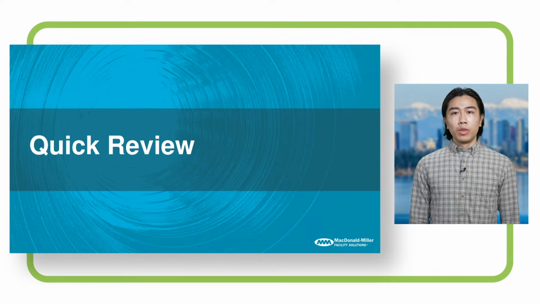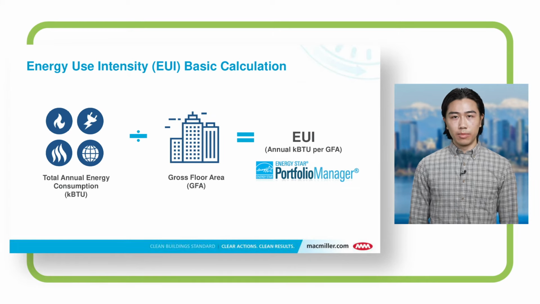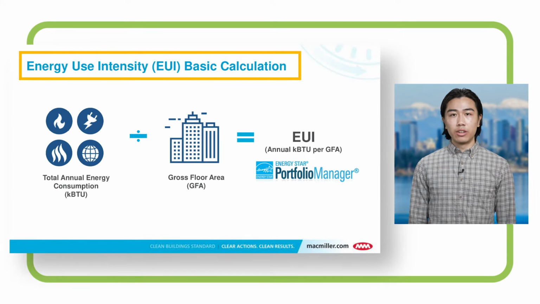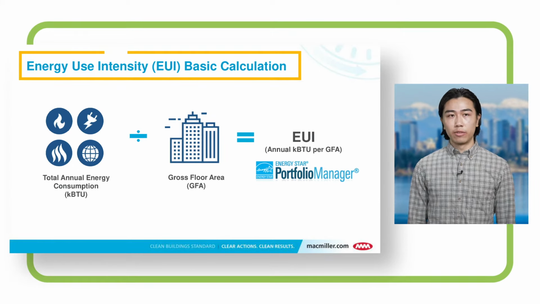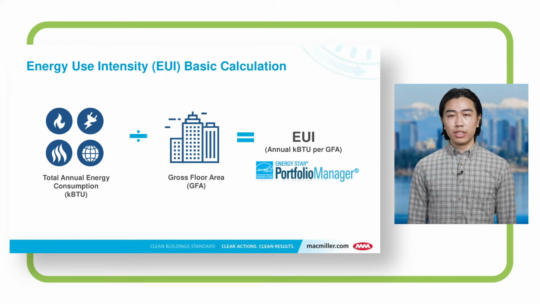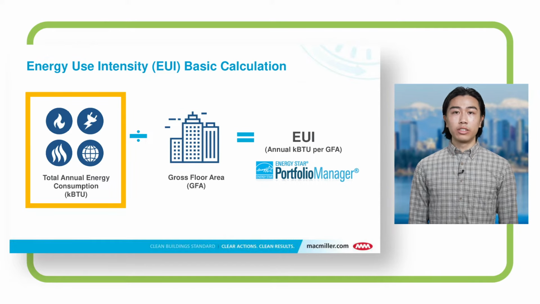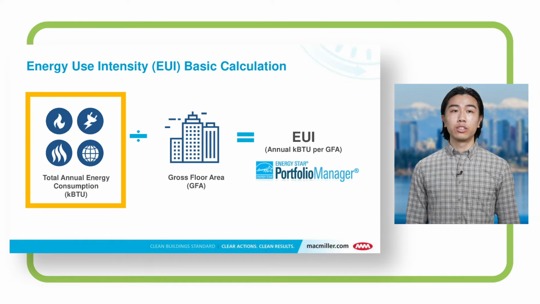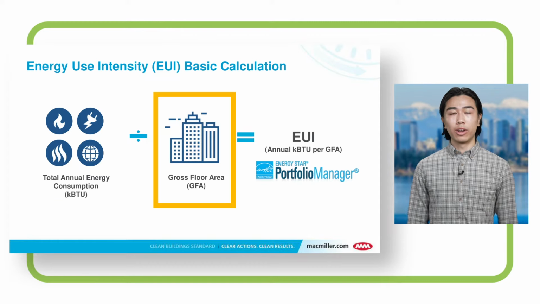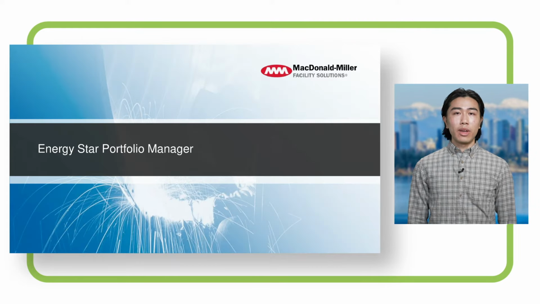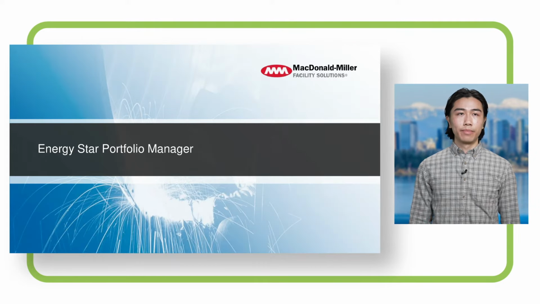Quick review. One of the most important metrics for the Clean Buildings Performance Standard is your energy use intensity, or EUI for short. Your energy use intensity is based on all the energy sources into your building, such as electricity and natural gas, converting it to units of kBTUs, summing it together, and then dividing it by the gross floor area for your building.